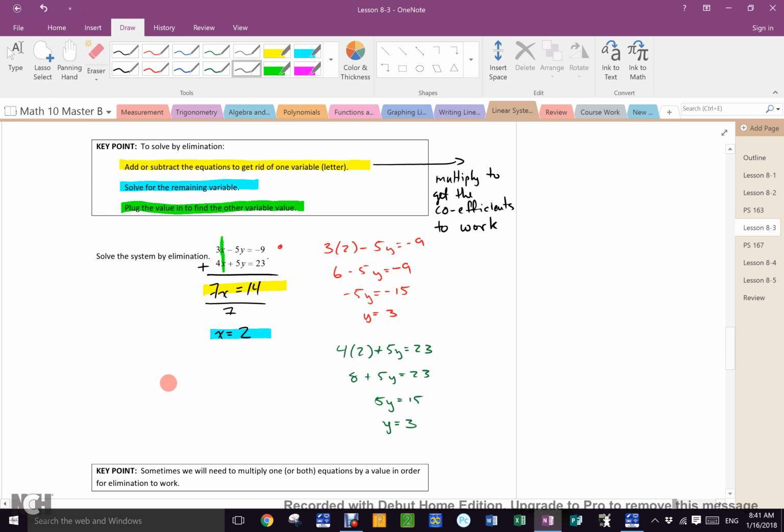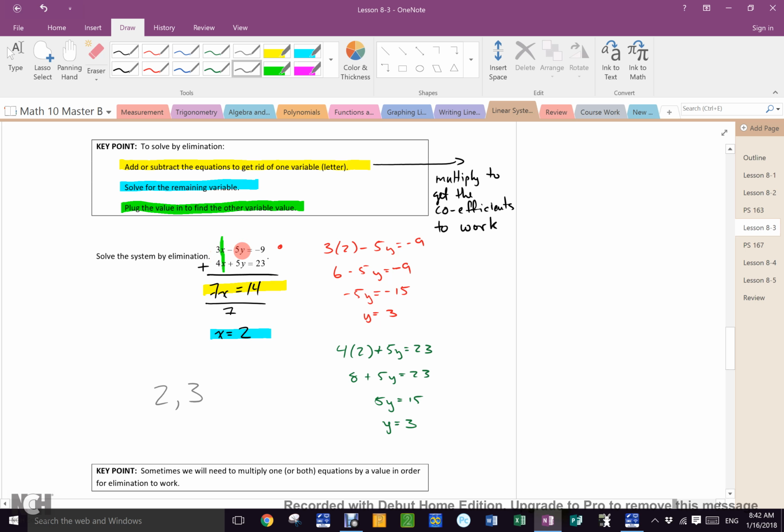And once I've done that work, I find X is 2 and Y is 3. Now, I've done this about 1,000,000 times. I am 100% satisfied that I have the right answer. Is there something you should do to make sure you have the right answer? Put it back in, right?